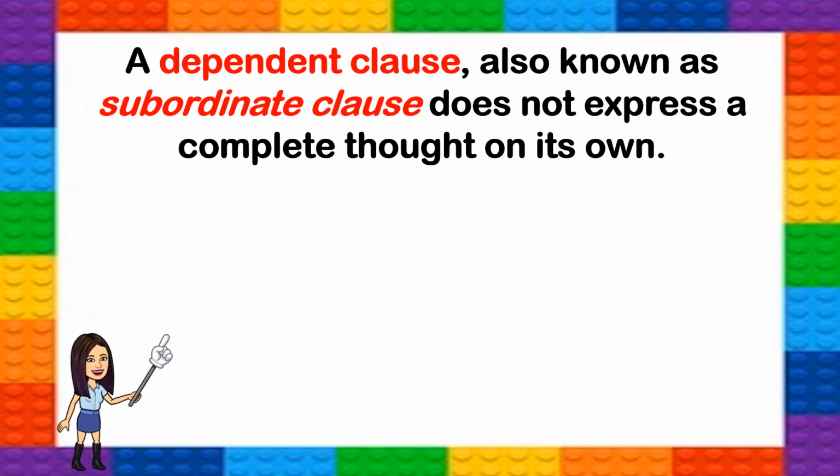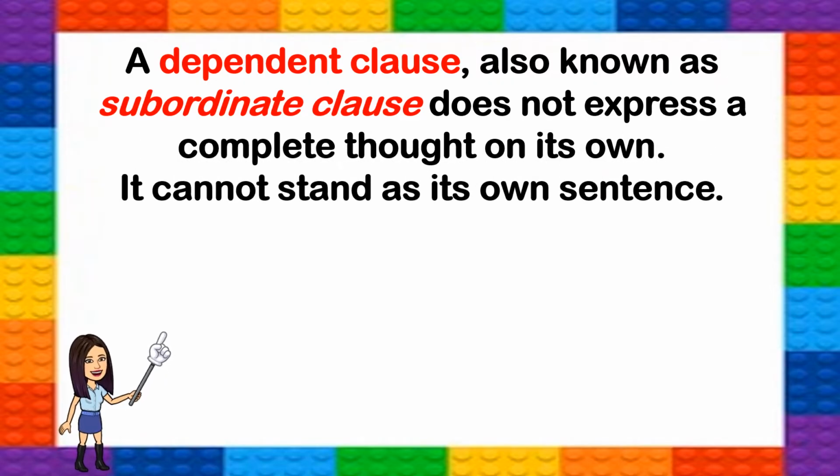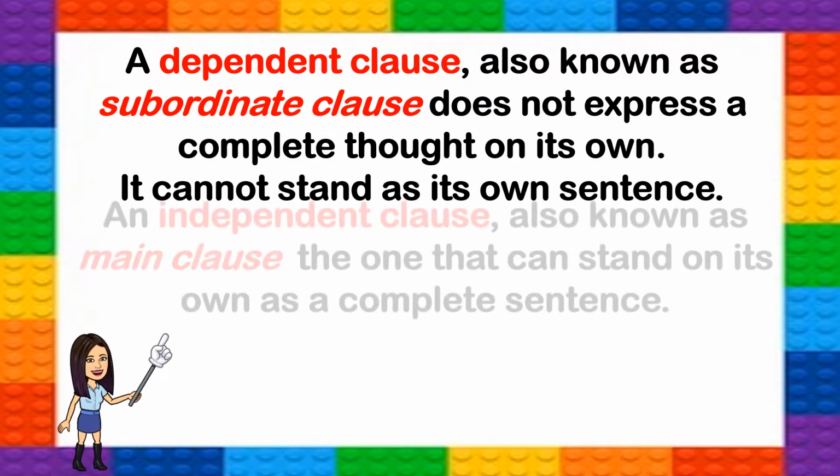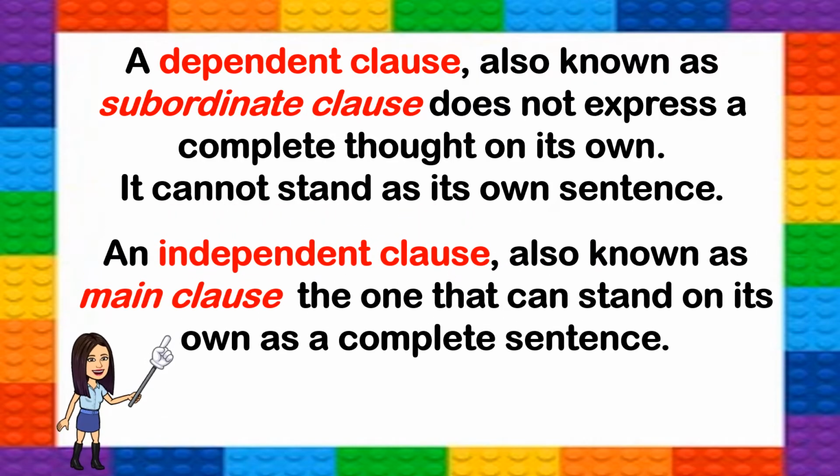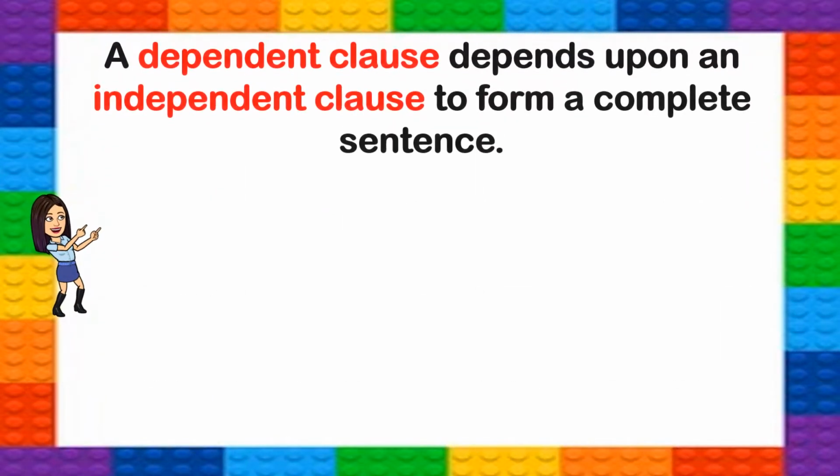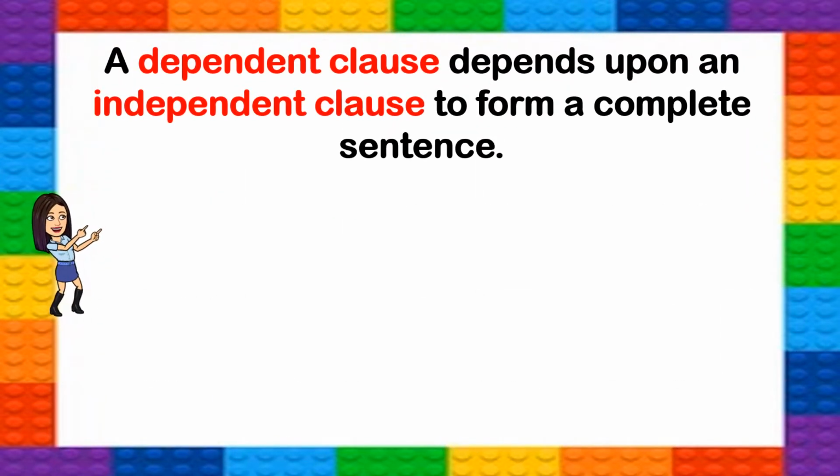A dependent clause, also known as a subordinate clause, does not express a complete thought on its own. It cannot stand as its own sentence. An independent clause, also known as a main clause, is the one that can stand on its own as a complete sentence. A dependent clause depends upon an independent clause to form a complete sentence.